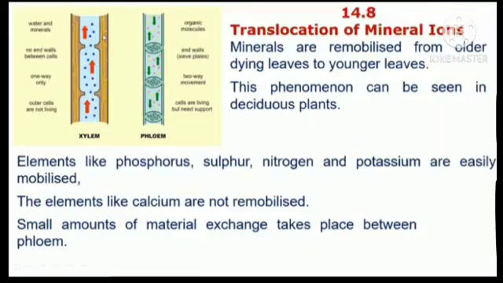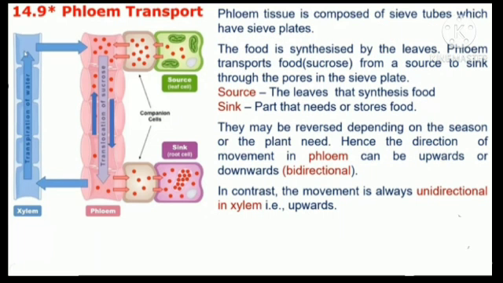How the mineral ions are translocated, let us see. Minerals are remobilized from older dying leaves to younger leaves. This phenomenon can be seen in deciduous plants. Elements like phosphorus, sulfur, nitrogen and potassium are easily mobilized, but calcium is not mobilized.